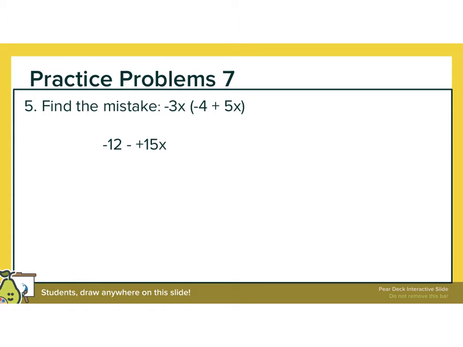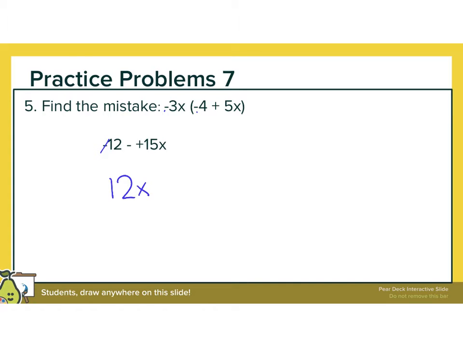Okay, let's see if you were able to find the mistake. So this person has distributed. We have negative times negative is positive. So this is the first mistake. 3 times 4 is 12, but there's an X there. So they had the wrong sign and they forgot the variable so far.